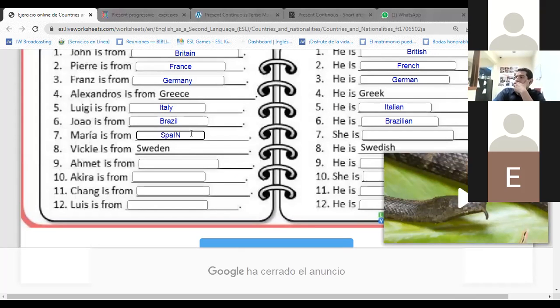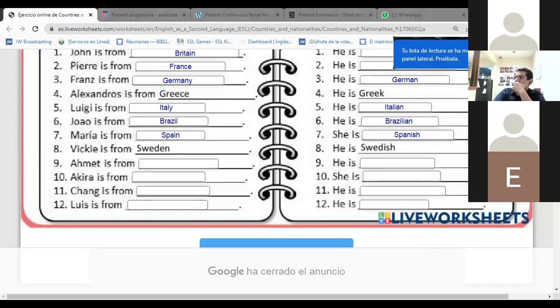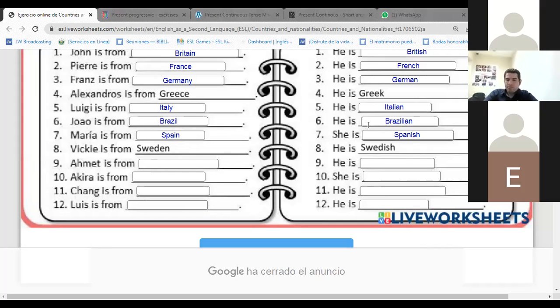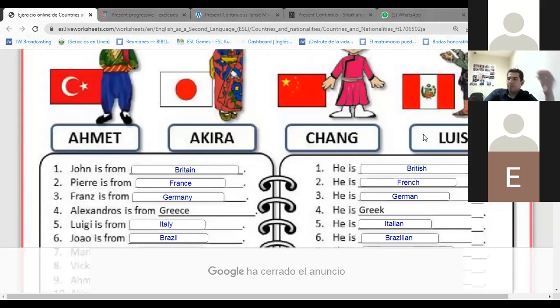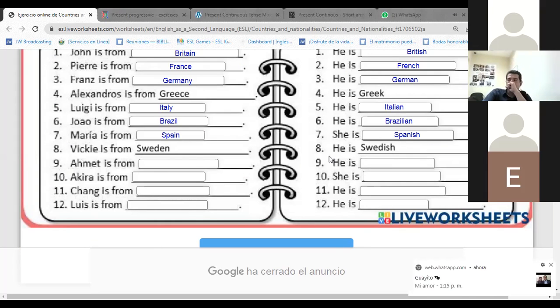Spain. So she is? Spanish. And when we write or type countries and nationalities, we use a capital letter. Vicky is from Sweden. So there is a mistake here because it should say she is, right? She is Swedish.